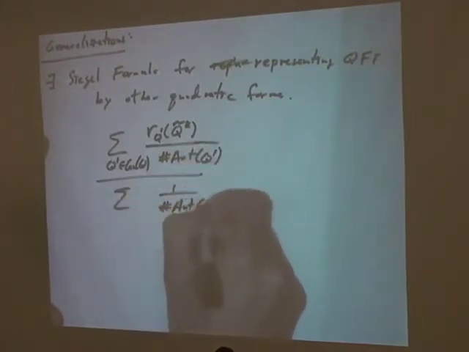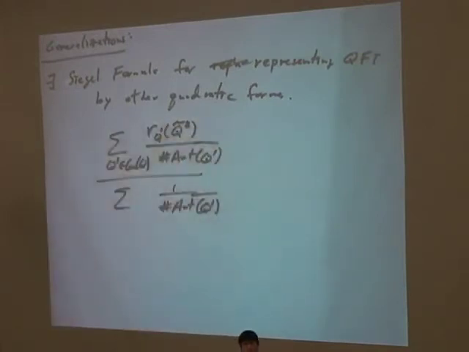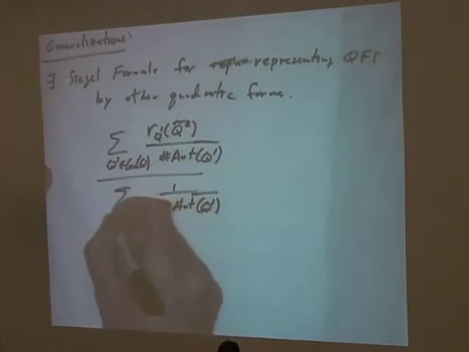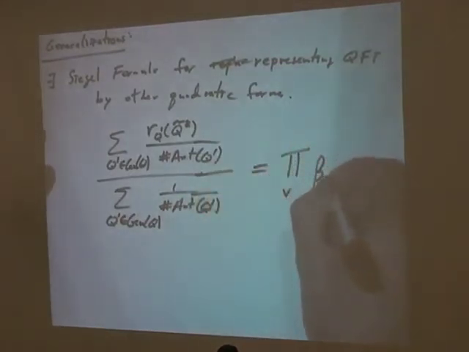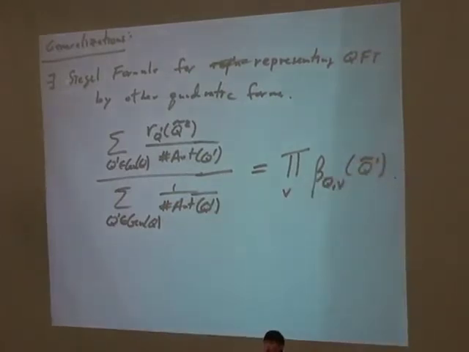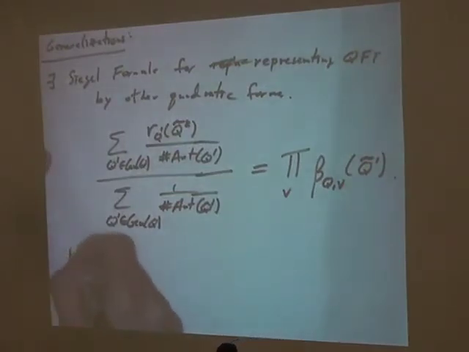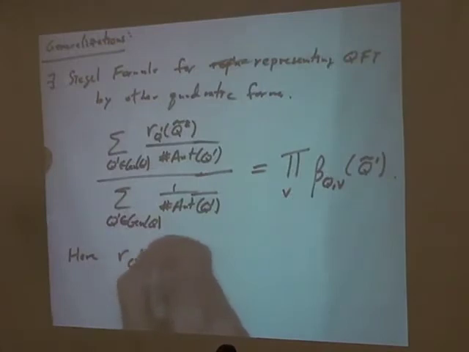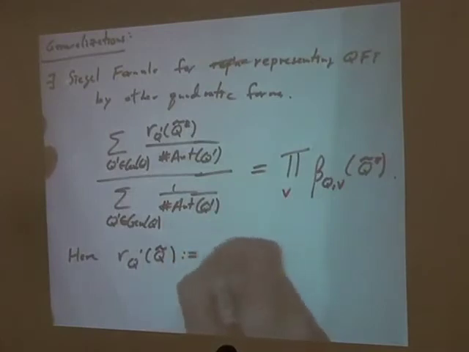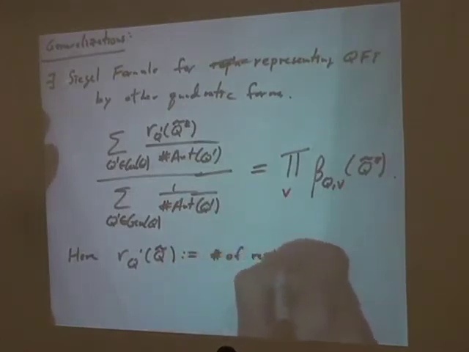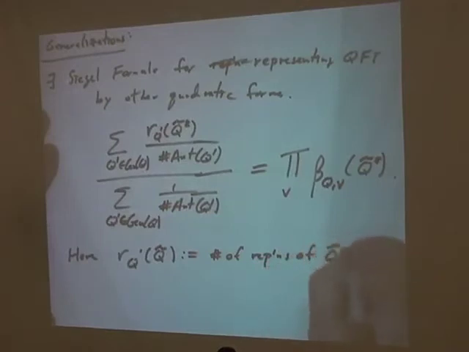Okay, so again, if you just weight the number of representations of a fixed quadratic form over the genus of your large quadratic form, then this is again something that you can write as a product of local densities, beta QV, but now representing some fixed, smaller quadratic form. Okay, so here, R sub Q prime of Q tilde, sorry, is defined to be the number of representations of Q tilde by Q.